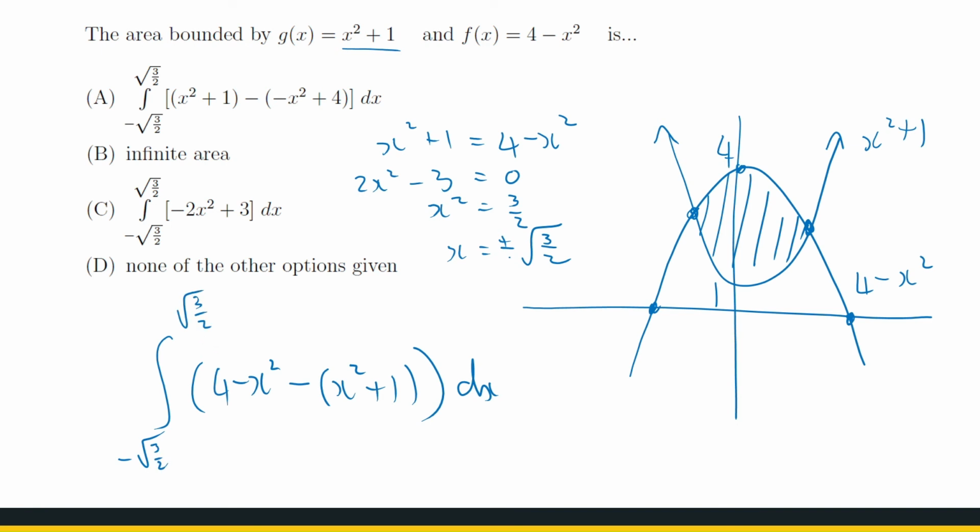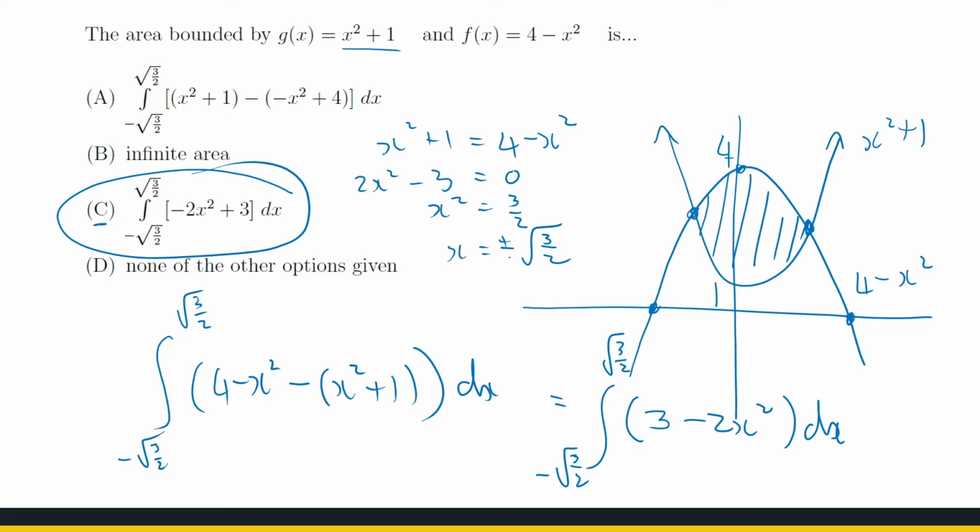All right, this number C is starting to look very inviting. So let's take a look what happens if I simplify that. That's the integral from minus root 3 over 2 to positive root 3 over 2 of 4 minus 1 gives me 3, minus x squared is minus 2x squared, dx. And that's exactly what we've got for number C. But don't jump to conclusions because that none of the above option could come into play. So follow through, finish it, and check that you've got the right answer.